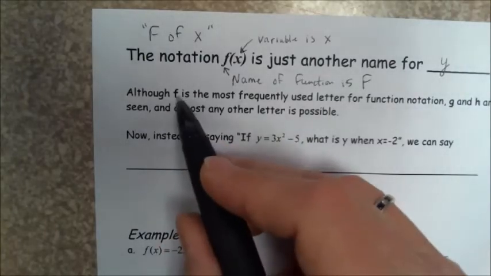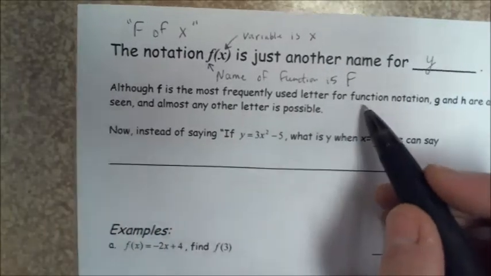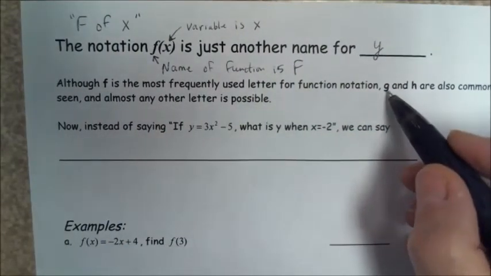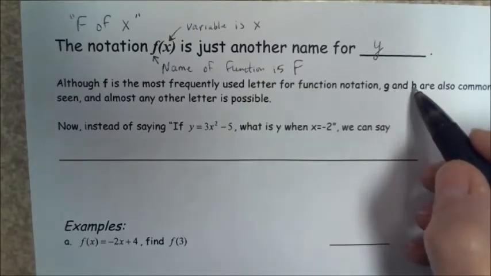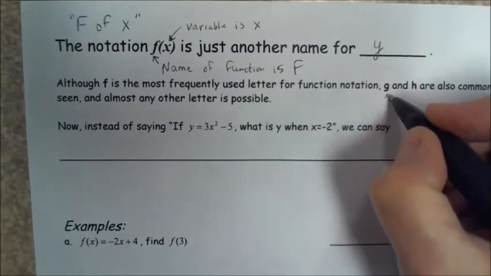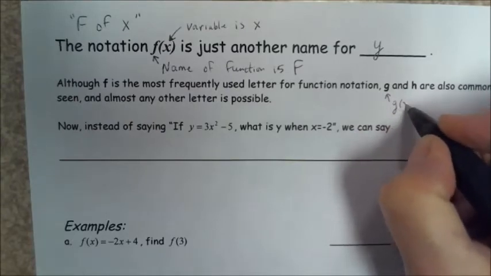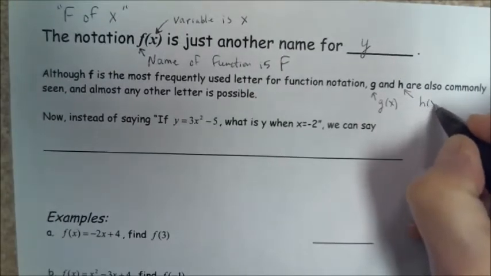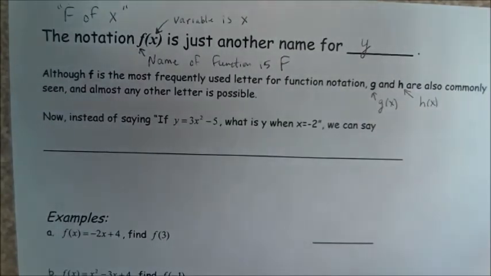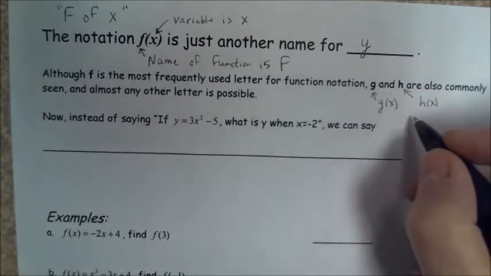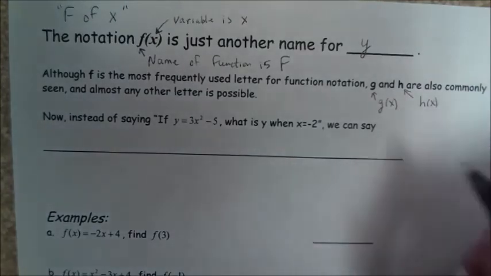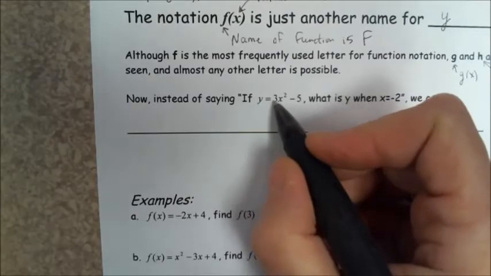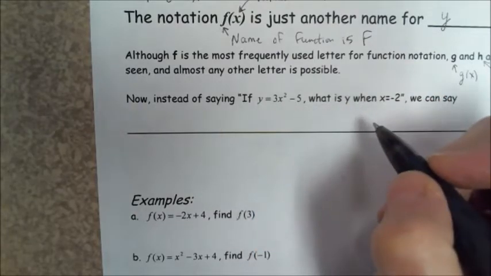And down here I say, although f is the most frequently used letter for function notation, because function begins with a letter f, a lot of times you'll see g and h as names of the function. So if you see a g as a name of a function, you might see g of x. Or if you see h as the name of a function, you can usually see it as h of x. And there are other letters that are used too. It doesn't have to be f, g, and h. It really could be anything. And it doesn't have to be lowercase. Sometimes they're uppercase.